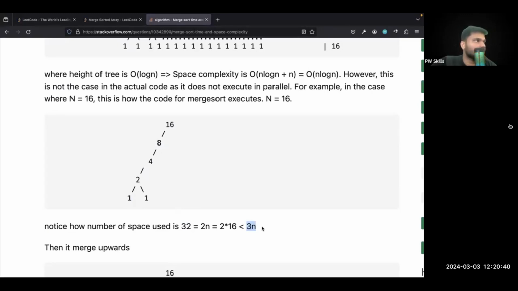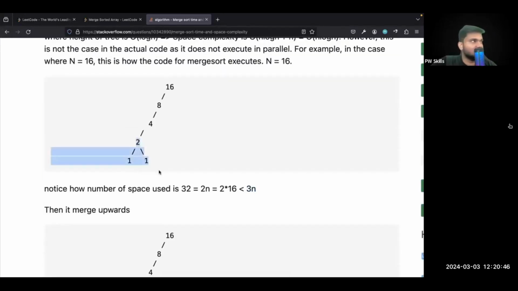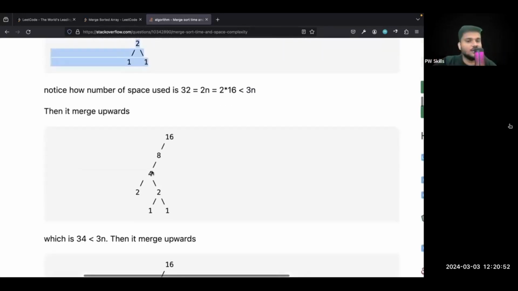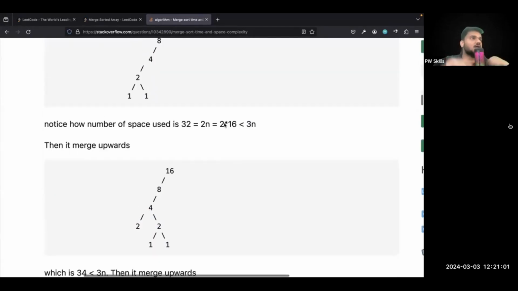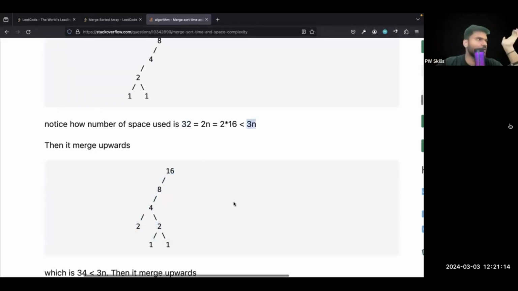Okay. Then in the next step, this part is done, and this memory will be removed because you have merged this part. You will come up here, and now you go to the right part. 32 less than 3n means they are keeping an upper bound. Whenever you sum up the space, it will never be more than something. More than what? You can see 32 can never be more than 3n. It will always be less than 3n.